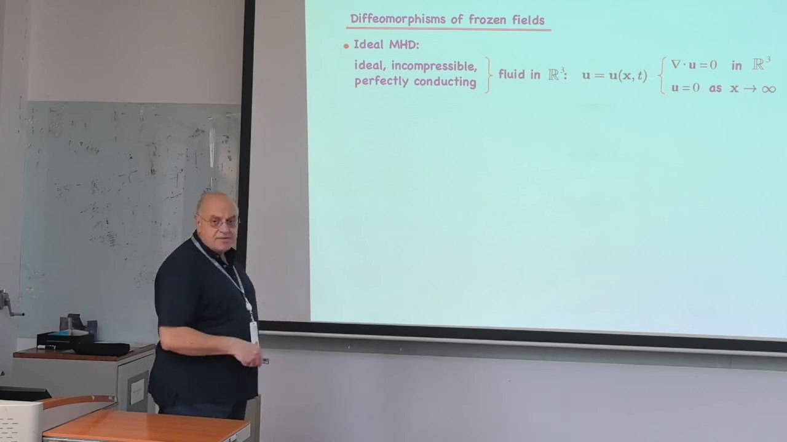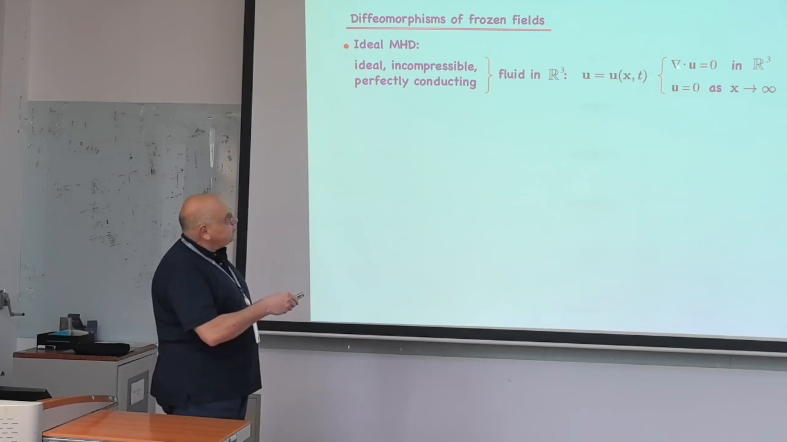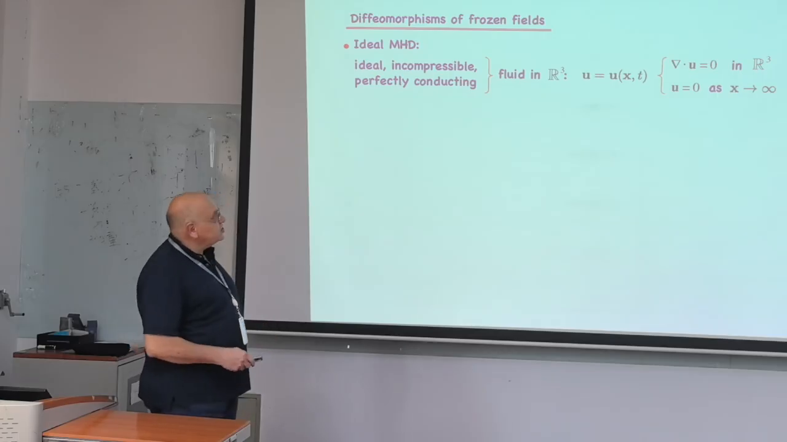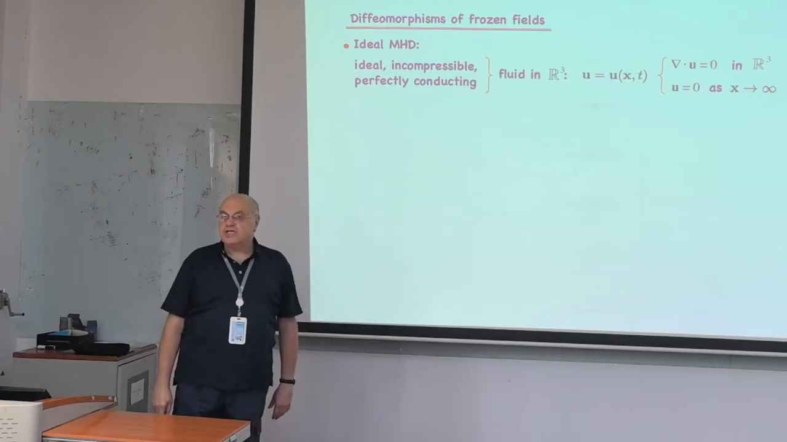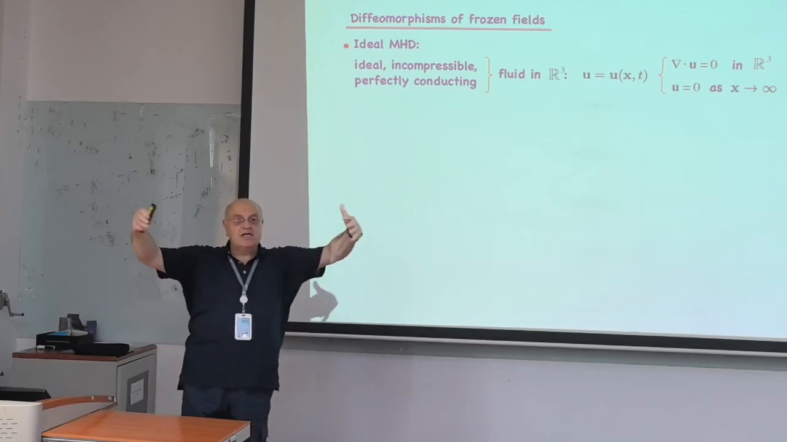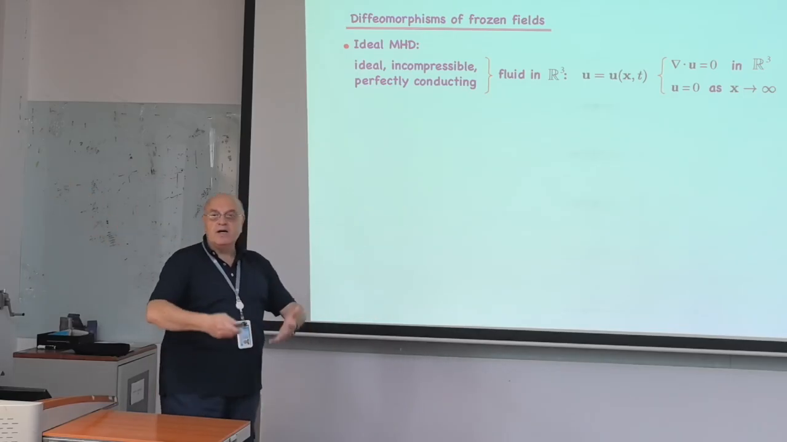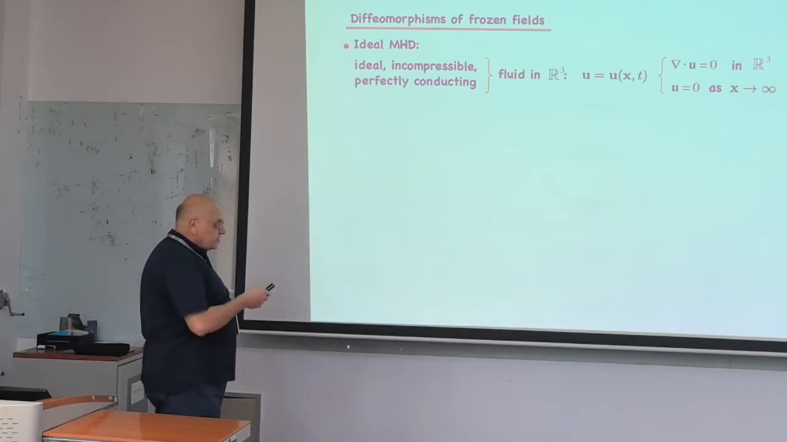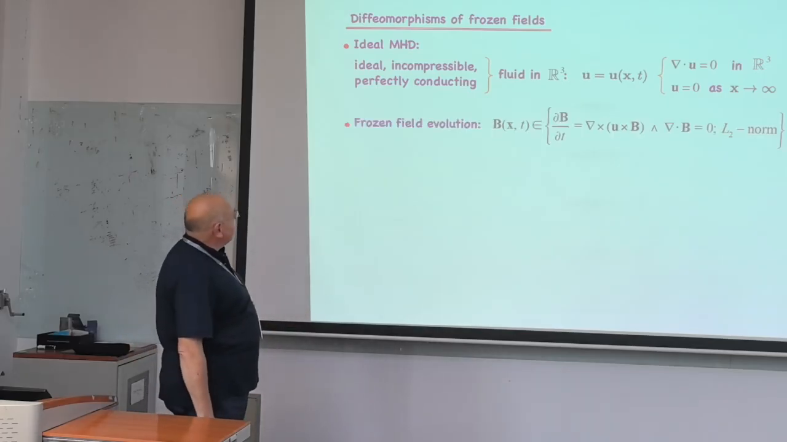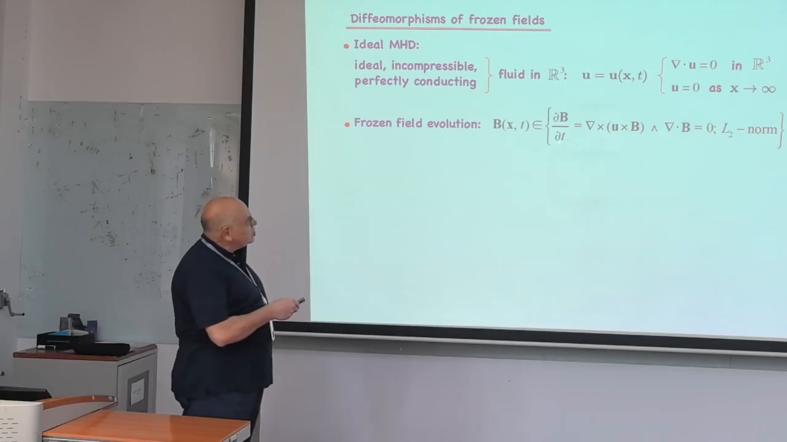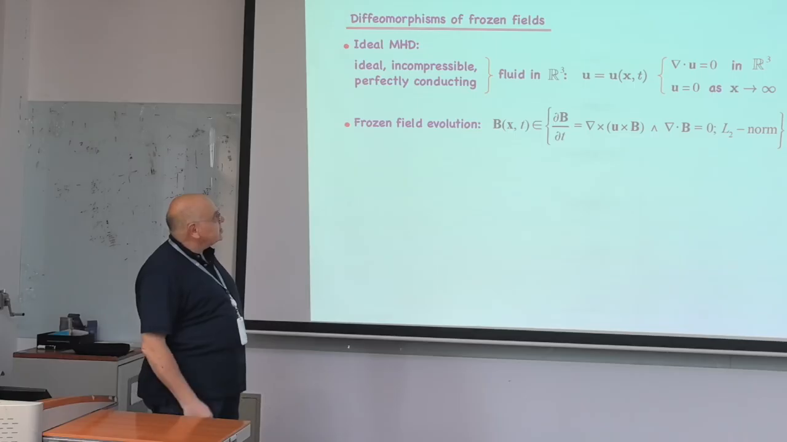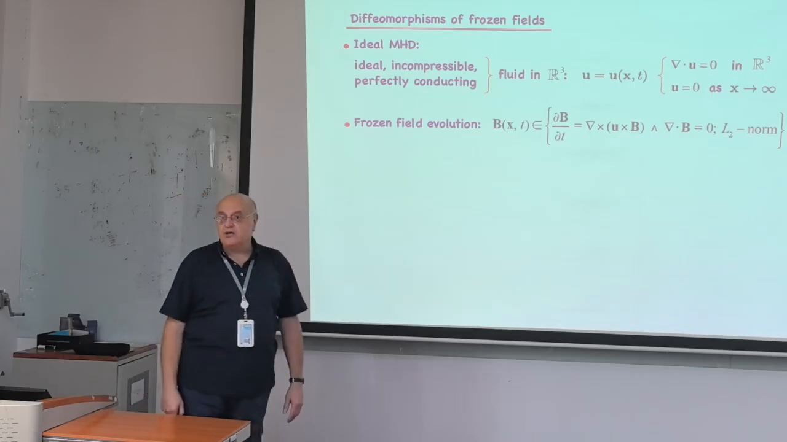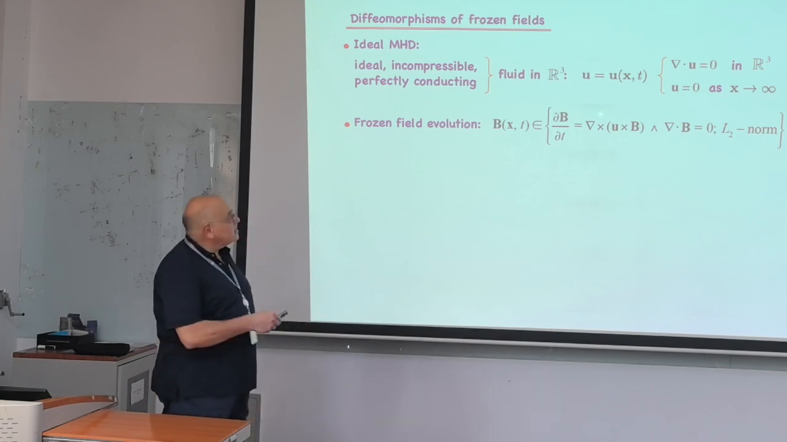And this is time. Because it's incompressible, I put here the condition divergence of u equals 0, and eventually u going to 0 at infinity. So imagine that you have a fluid where magnetic fields are there, and what you have is the key equation, the governing equation is this, and you should recognize this equation is a very well-known equation under the name of Faraday. This is Faraday's equation.